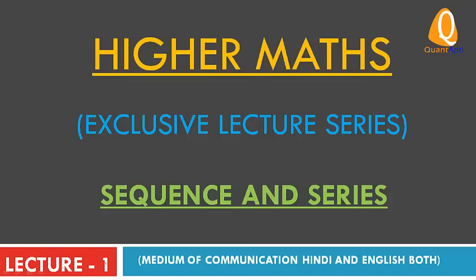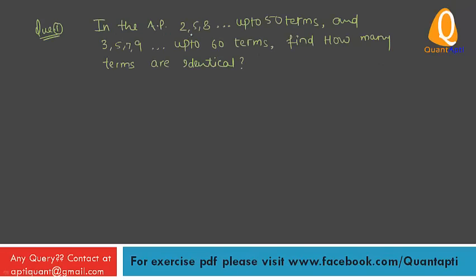Hello students, in this lecture: in the AP 2, 5, 8 up to 50 terms and 3, 5, 7, 9 up to 60 terms, find how many terms are identical. Let the mth term of the first AP be equal to the nth term of the second AP.